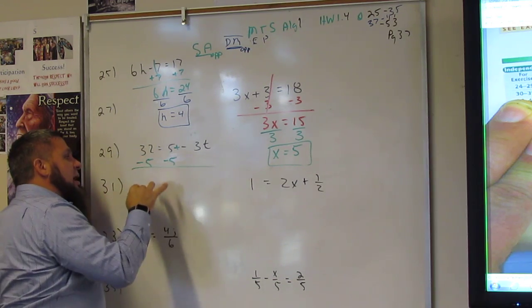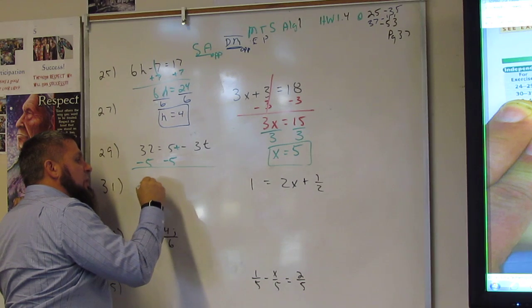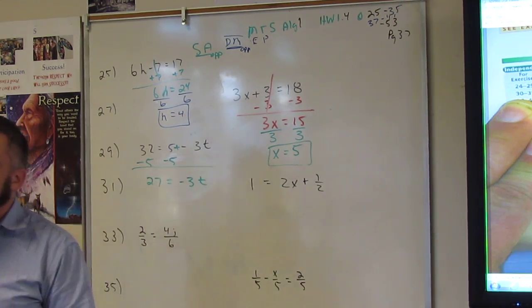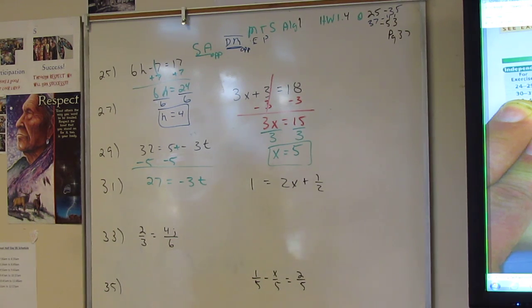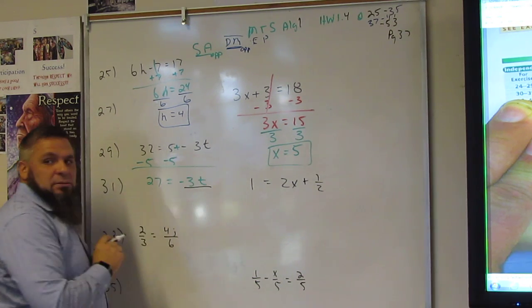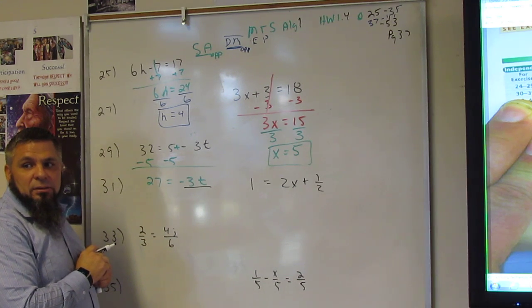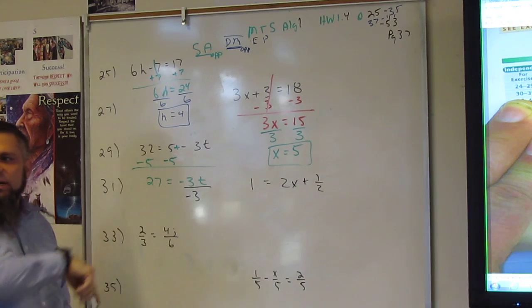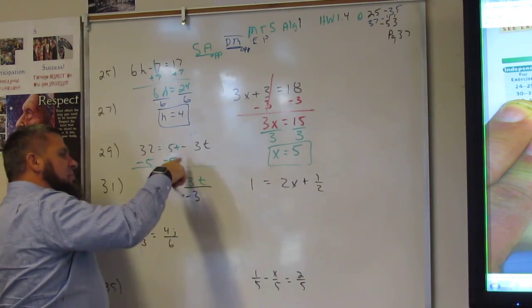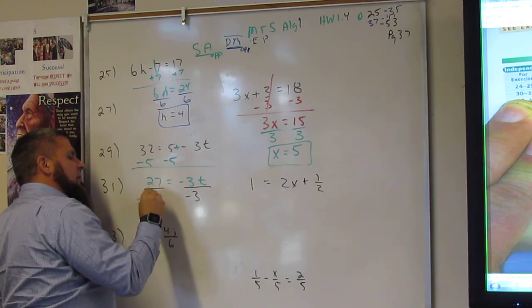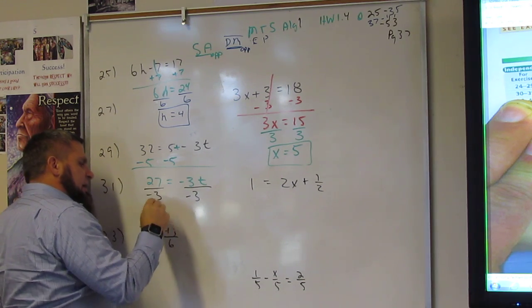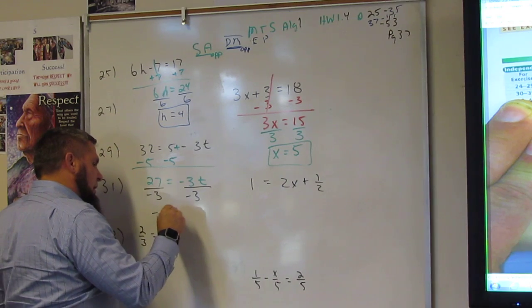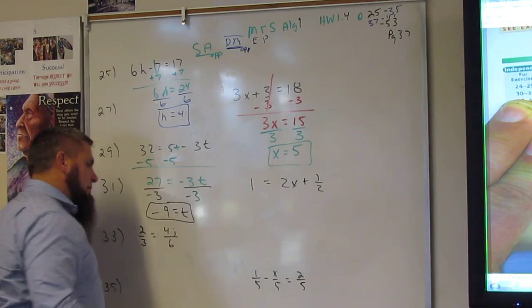Now I have 27 equals a negative 3t. Now what do I do? What's the opposite of times? Division. Divide by what? Just 3? Negative 3. We want to get rid of the whole thing. So I'm going to divide by negative 3. What I do to one side, I do to the other. And I get negative 9. Very good. Equals t. And that's it.